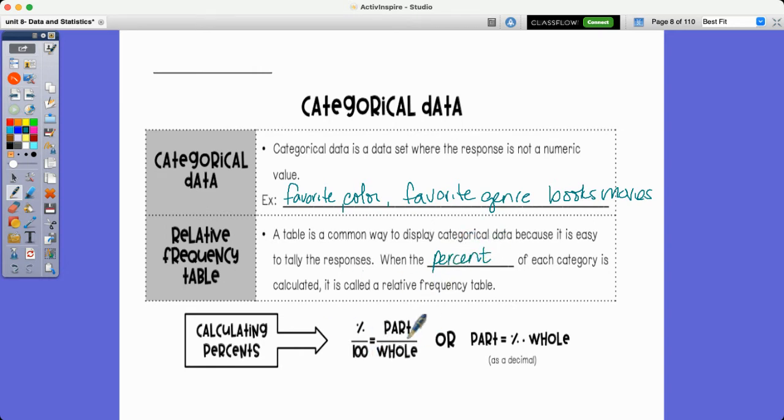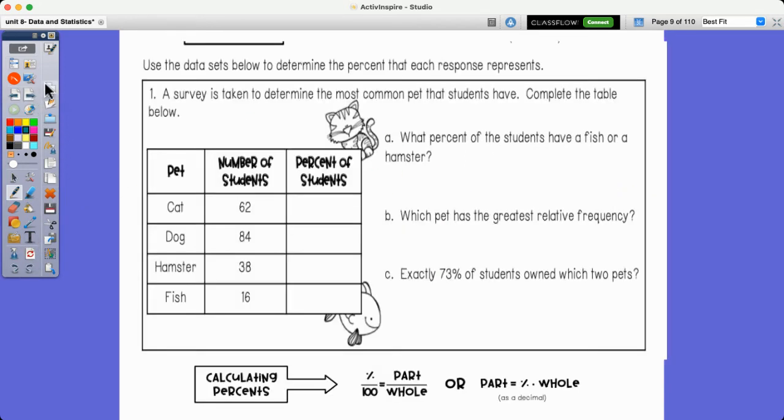And guys, we've used this before. Part over whole equals percent over 100, or you can change it to a decimal. So we're going to use the data below to determine the percents of each response. The survey is taken to determine the most common pets that students have. We're going to complete the table below.